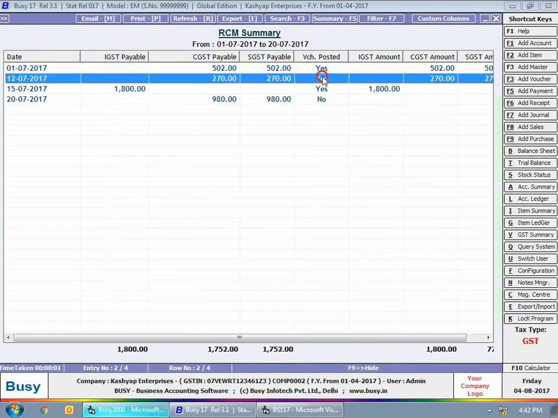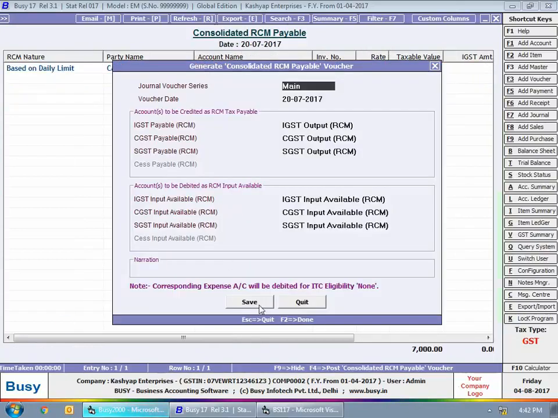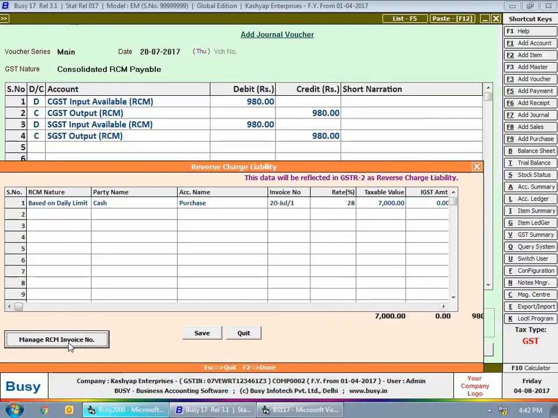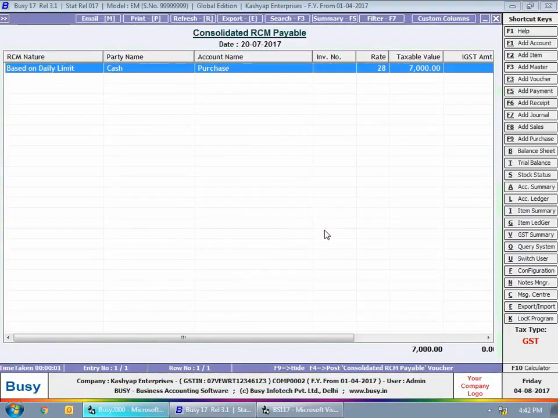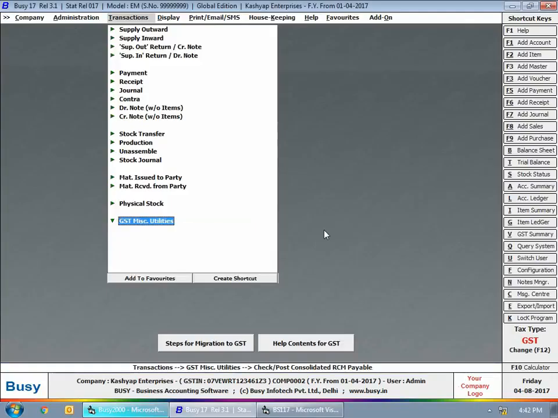Next, we will post a journal voucher for the entry on 20th July, that is, the purchase voucher we entered on 20th July. You can see on the screen that on saving the journal voucher, a reverse charge liability window appeared which will reflect the data in GSTR2. On the screen, you can see yes is being shown against the voucher posted option for all the entries for which you have posted a journal voucher.